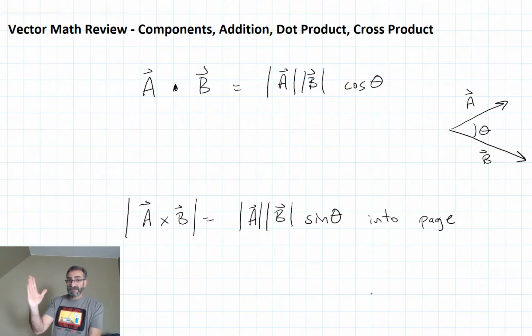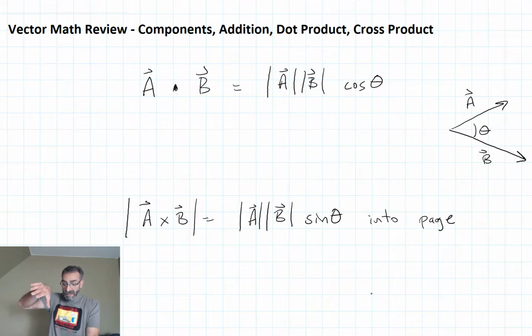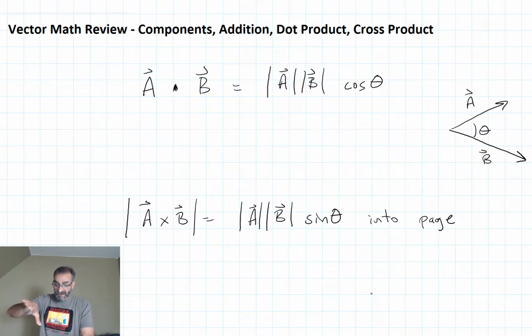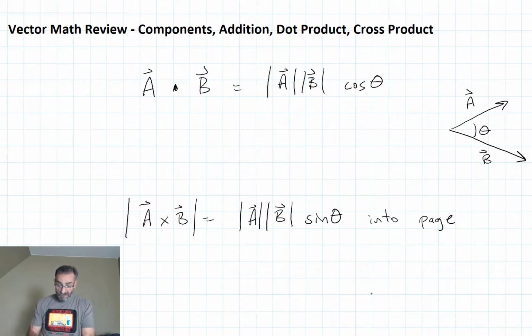If I rotated my fingers from A to B and my thumb had to point away from the camera, then that would be the direction of the cross product. In this case, when I put my fingers in the direction of A, my thumb will point into the page when I rotate them toward B, because I always rotate from A to B through an angle less than 180 degrees. So in order to rotate my fingers from A to B, my thumb points into the page.